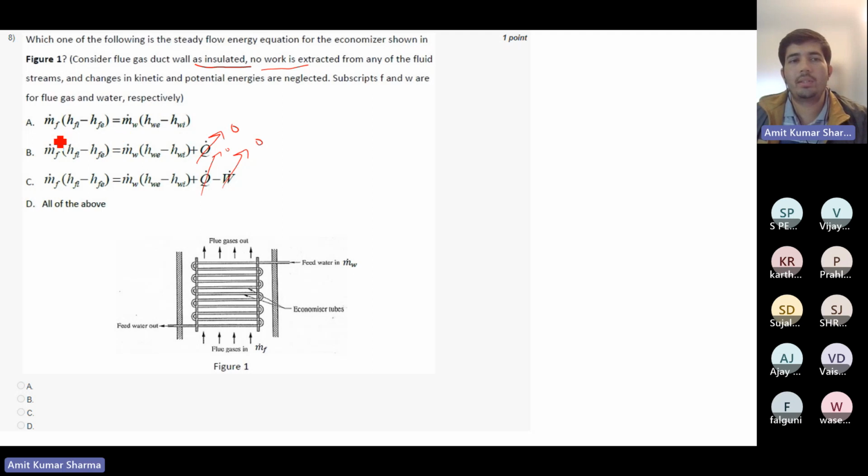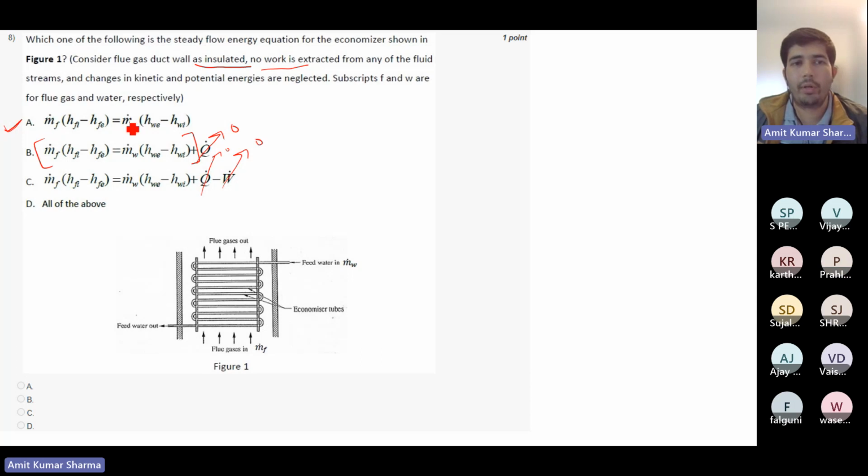Only the fluid is exchanging the heat. Only fluid is coming in and going out. So this equation will be correct. So option A will be correct. In more detail, please go through the class notes because it's a very long derivation. You have to check the internal energy, kinetic energy, potential energy, then enthalpy. So option A will be correct.